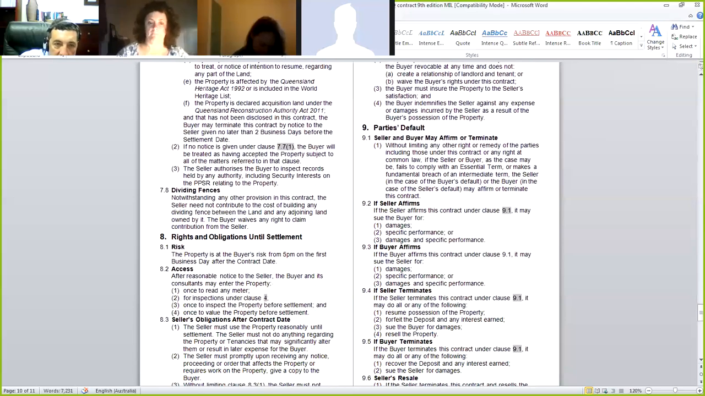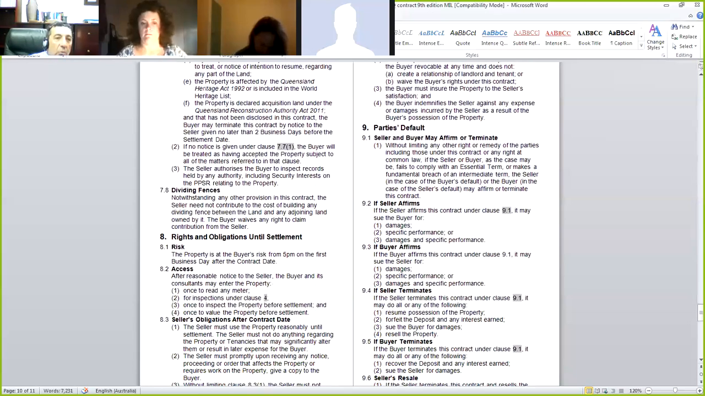Risks. Now, the risk of the property is with the buyer from 5 p.m. on the first business day after the contract date. Let's think about clause 8.1. What does that mean? We've identified that the contract date is the date that the parties are bound by the contract. That's usually, say, 30 days before the settlement date. The property is at the buyer's risk, essentially, as soon as the contract is signed.